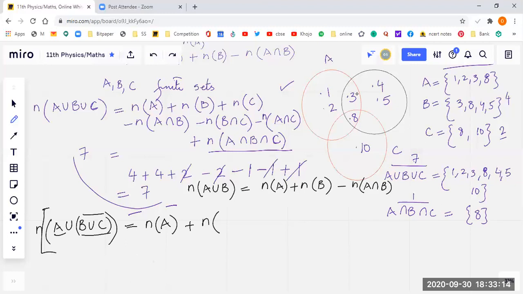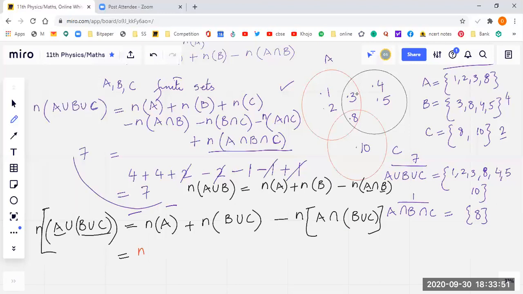So I have to go a little fast also. Come on. So it will be number of elements in A plus number of elements in B union C, because B union C I've taken as the second set, minus the number of elements in A intersection B union C. What is the second set? B union C. Perfectly right. Okay, so I'll expand it further. You just see.